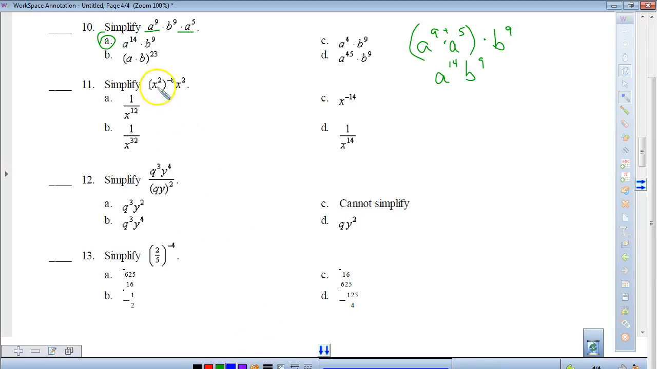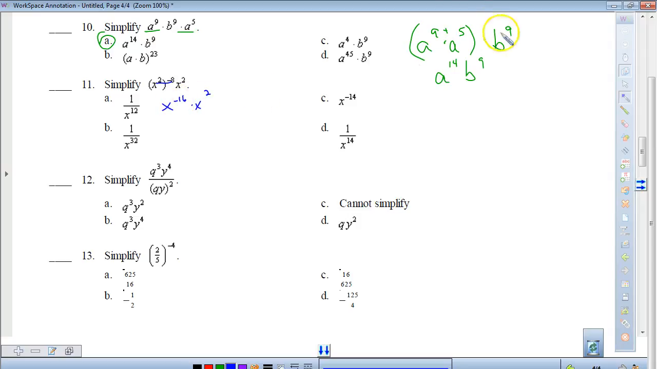In number 11, we have a power to a power here. And what I talked about in class was that this means we have -8 groups of 2x's. So if we just ignore the fact that this is negative just for a second, we have 8 groups of 2, which is 16. And then we have a positive times a negative, that's our shortcut, multiplying these together. So that's x to the -16th, and then times x squared.